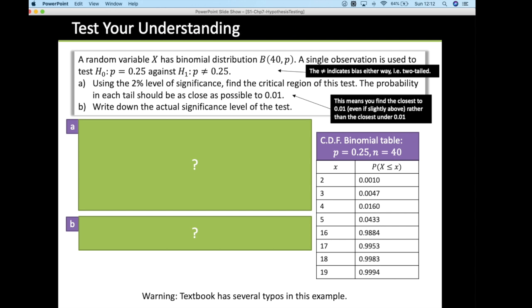So it's not saying here that it's got to be below 0.2%. It's saying whatever value is closest to 1%, because we split it. So write down the actual significance level of this test. I think that from what is said here, there are actually mistakes in this textbook. So we're just going to go through it with what we've got. So get that down in your notes. I'll give you a second to get that down.